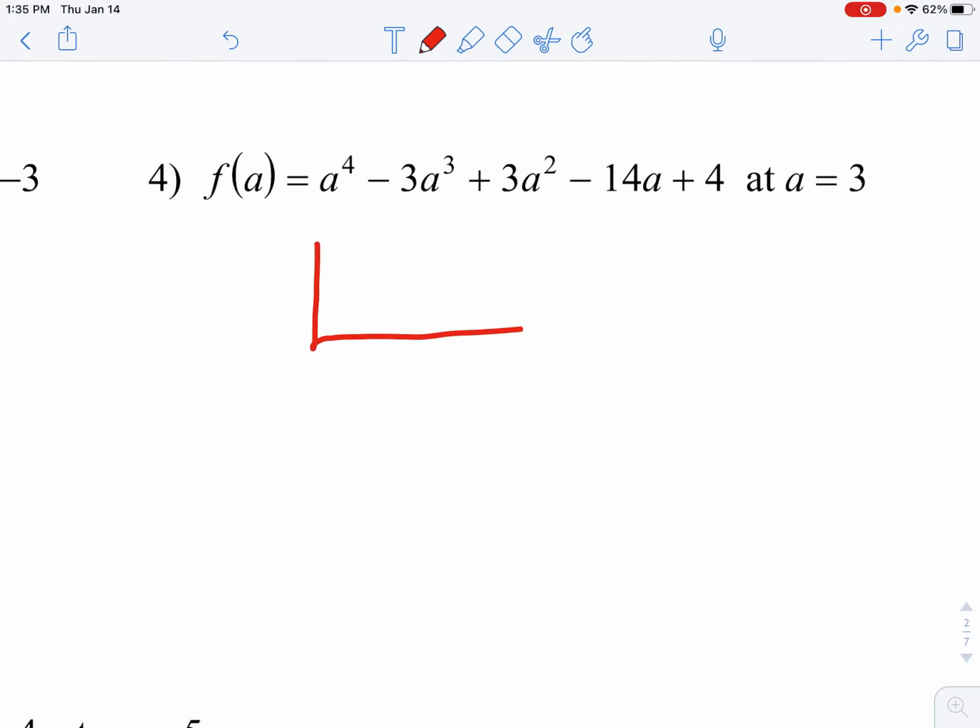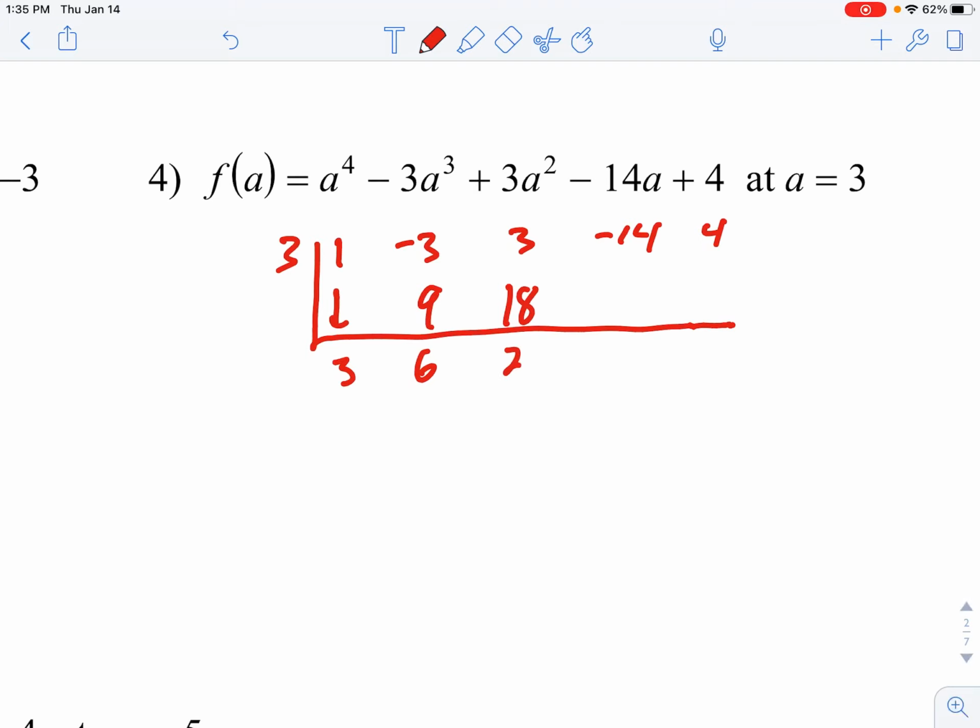So to do number 4, I put this symbol down, a 3 out here, 1, negative 3, 3, negative 14, 4 goes there. Bring this down, multiply. 3 times 3 is 9, write it there. Add negative 3 and 9, it's 6. Multiply 3 times 6 is 18, write it there. 3 plus 18 is 21. Multiply 3 times 21 is 63. Add negative 14 plus 63. That's the same thing as 63 minus 14. 63 minus 14 is going to be 49.